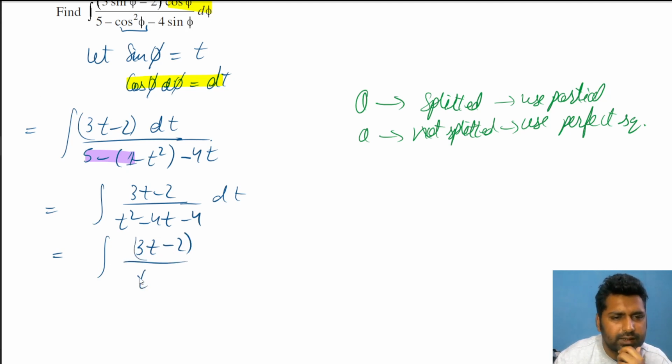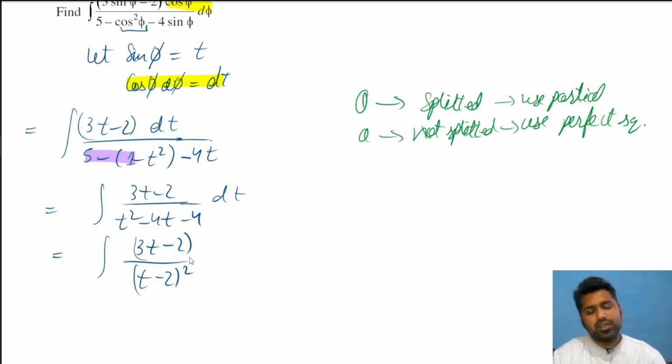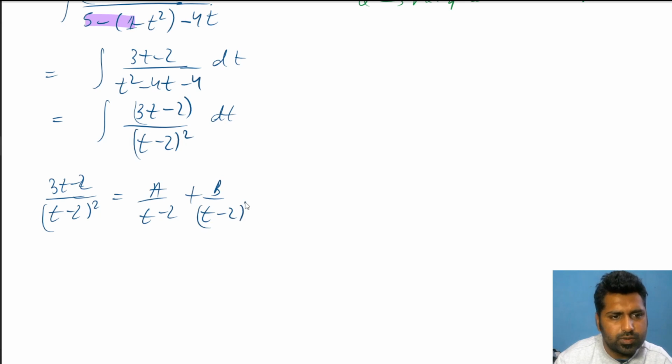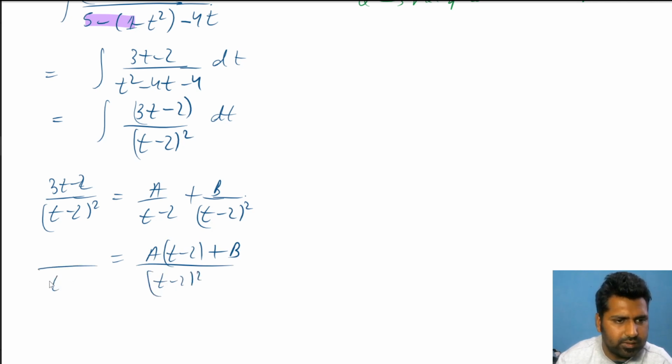Now this is 3t minus 2, and if we split the denominator, looking at it directly, this is (t minus 2) whole square. Now partial fraction is applicable to whole squares. It's just that we have to write this as 3t minus 2 upon (t minus 2) whole square. Whenever a whole square is there, you write this as a upon t minus 2 plus b upon (t minus 2) whole square. You have to write both the terms. And now use LCM: a into (t minus 2) plus b, upon (t minus 2) whole square.